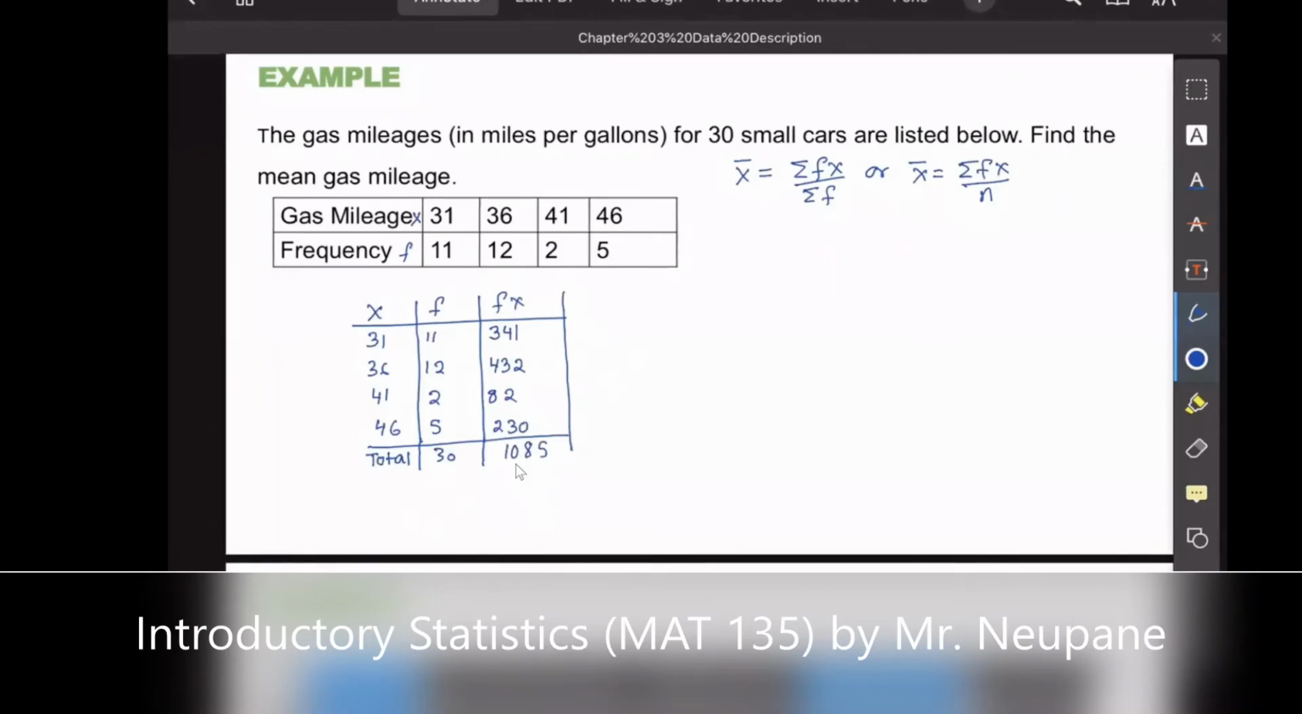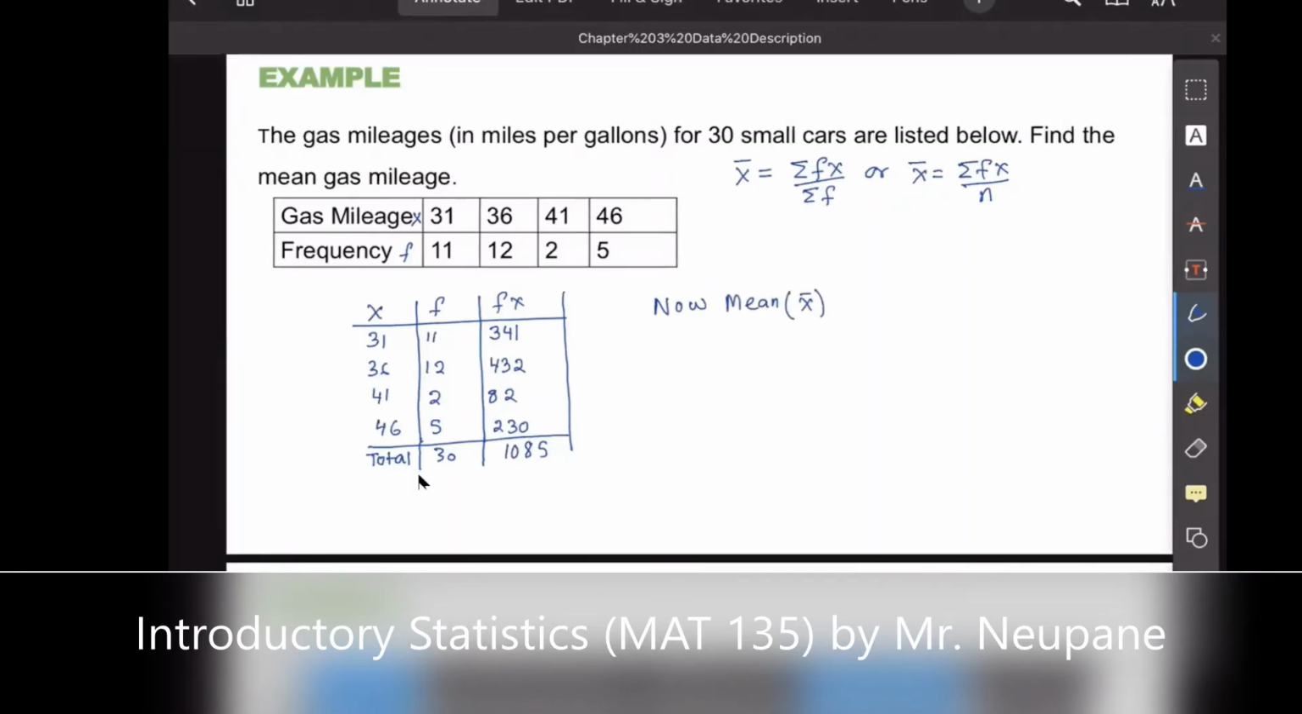1085, right? Okay, great. 1085. Now we can find the mean. So we have everything ready, because we look at the formula. We need sum of f times x. We got f times x and we added that. We need sum of f. So f is also added here. It is 30.